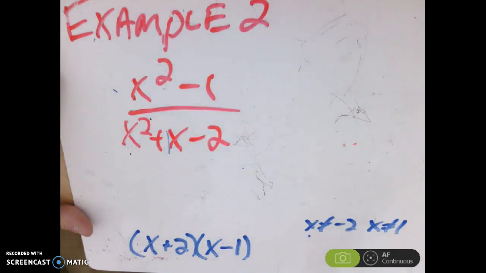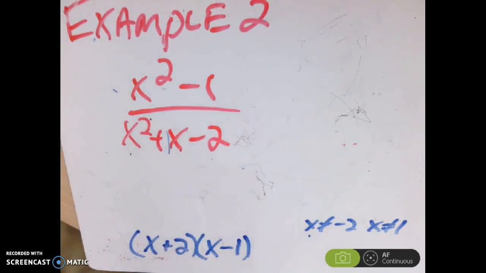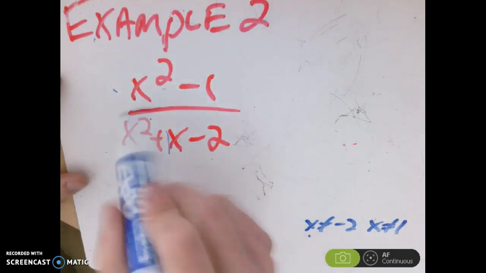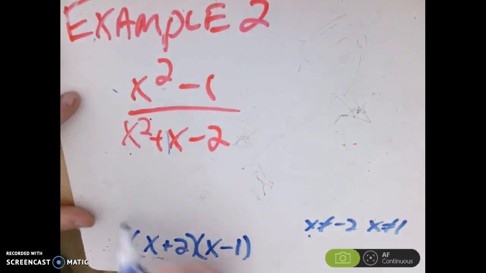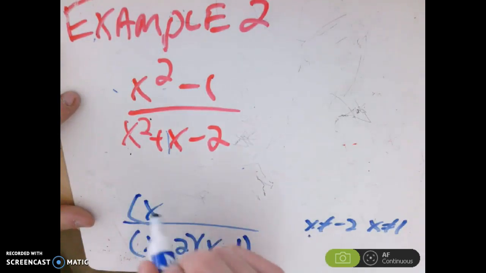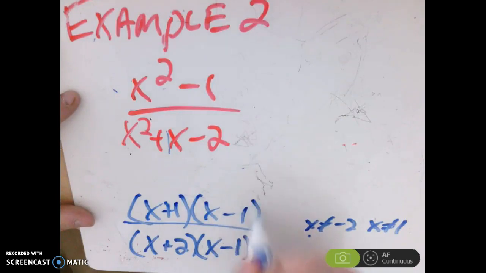And I'm going to need those later because when I simplify, maybe one of those will cancel out and I won't know that it exists. But it still exists even if it cancels out. And so now I need to factor out the top. So if I factor the top, this is the difference of two squares, right? So I could rewrite that as x plus 1 times x minus 1.